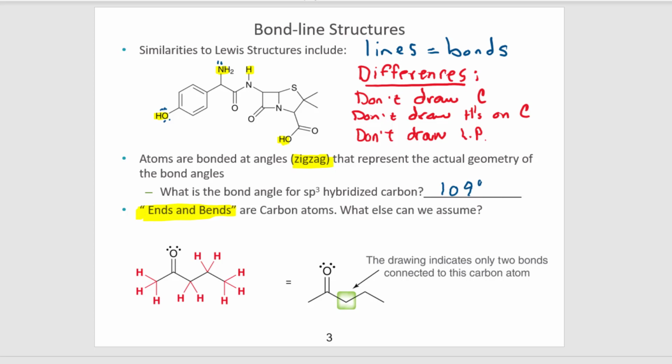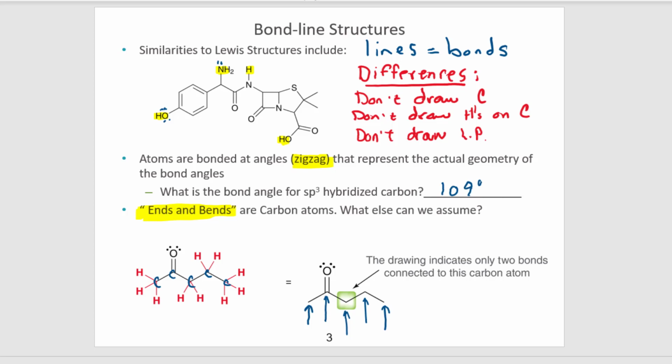So what you're going to do is represent carbons by ends of a line and bends of a line. If you look at the molecule far to the left here, every end of the line is a carbon. We just didn't draw it. There's a carbon there. The next bend in that line is a carbon, and the next bend is a carbon. The next bend is a carbon, and the end is a carbon.